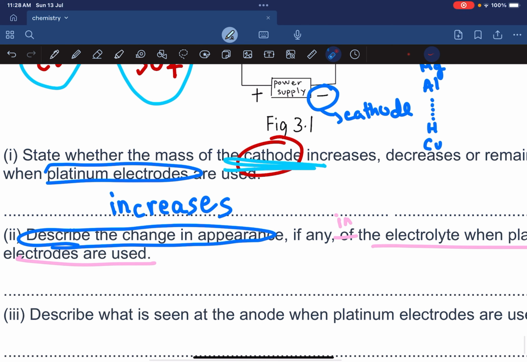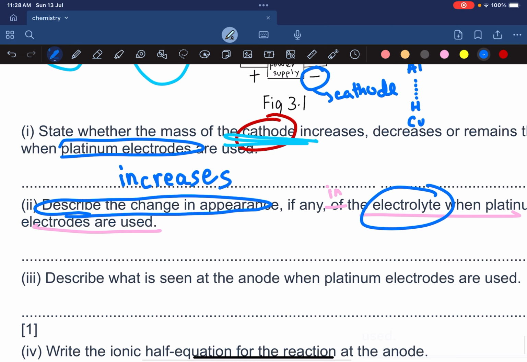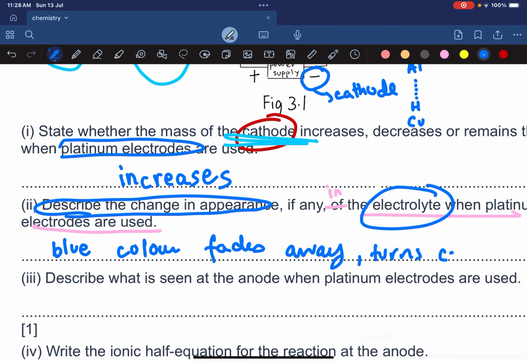Okay, so describe the change in appearance of the electrolyte. The electrolyte is basically your solution, which is Cu2+ and SO4 2- ions with your hydrogen and hydroxide ions. This all is your electrolyte. So the blue color fades away, or you can say it turns colorless. The idea is that it will simply fade down. It won't be as blue. Why? Because the copper is being lost.